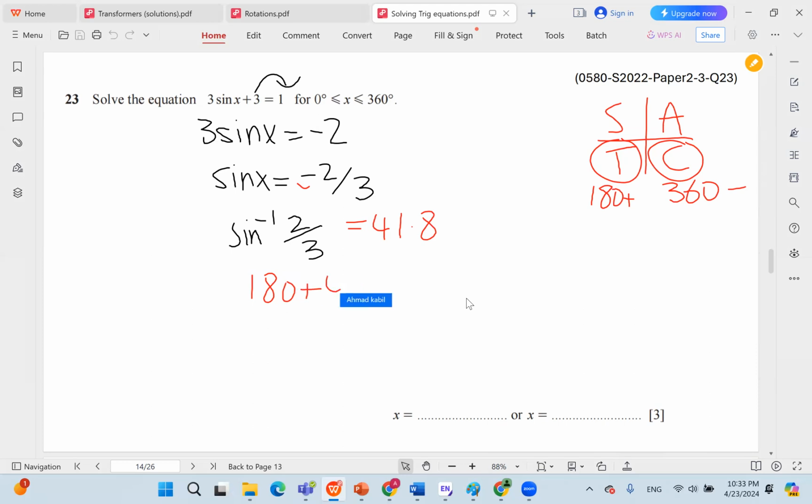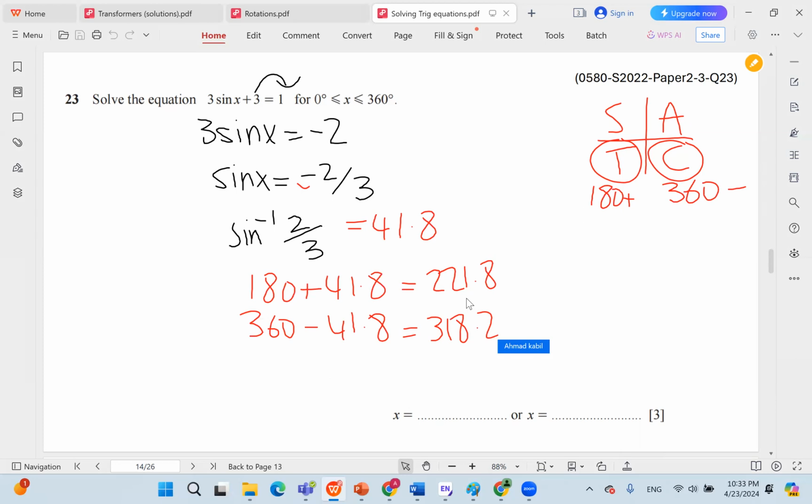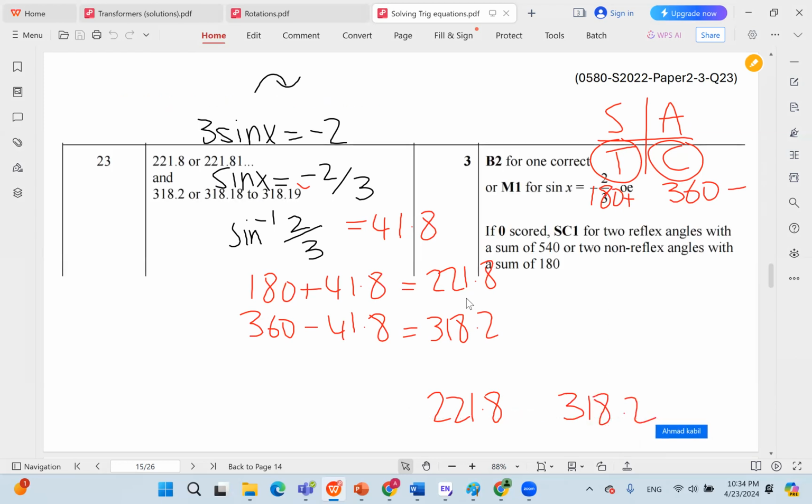180 plus 41.8, 360 minus 41.8. So in the first one, we get 221.8. In the second one, we get 318.2, and these are our final answers. So 221.8 and 318.2 are the final answers to this problem. And these are the correct answers.